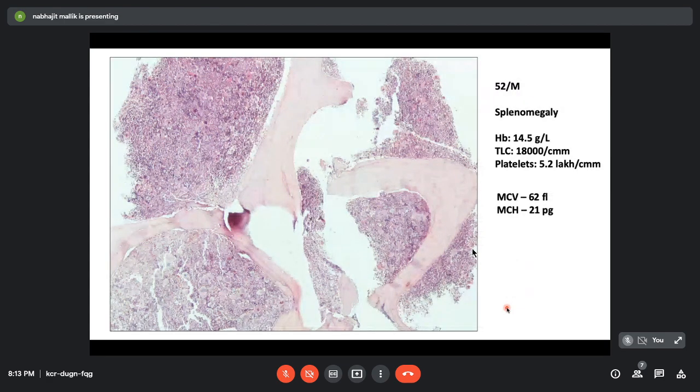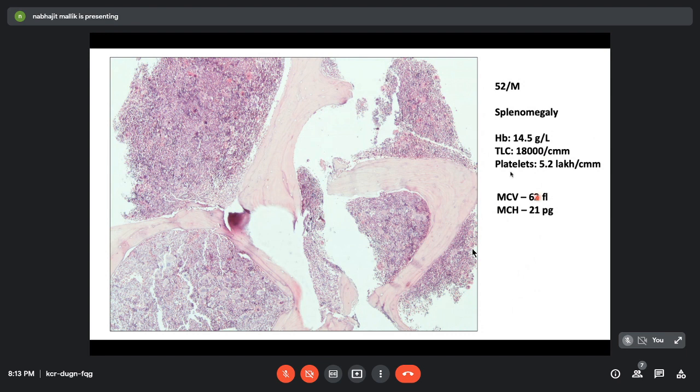Now we come to this case of a 52-year-old male who had splenomegaly. His hemoglobin was 14.5 gram per deciliter. The TLC was around 18,000 and the platelets were around 5.2 lakhs. The MCV is 62 femtoliter and the MCH is 21 picograms, and we have microcytic hypochromic cells in the peripheral blood.